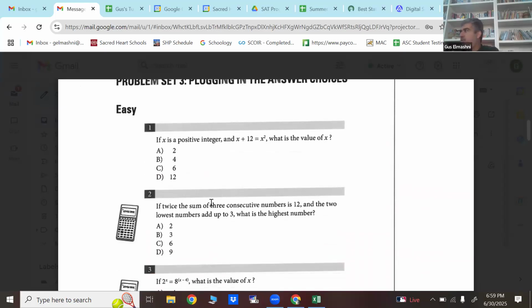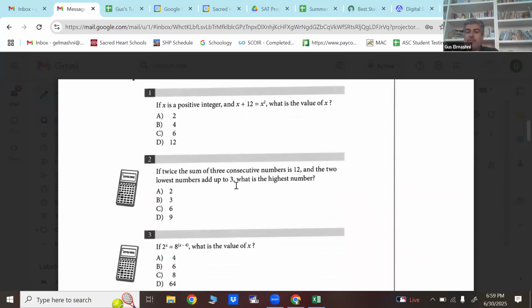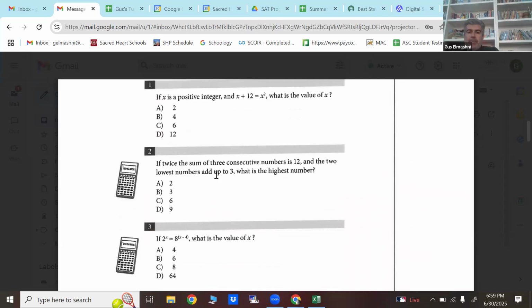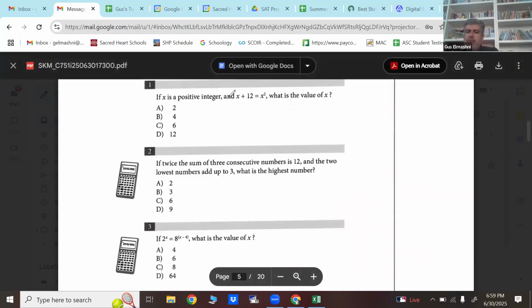Let's go into plugging in answer choices. So plugging in answer choices means working backwards. Hopefully this might seem intuitive. Like if x is a positive integer and you have this, what is the value of x? Remember, this is a multiple choice test. I mean, yes, there's some free response, but this is multiple choice. So we anticipate that we can just plug in the numbers and see what makes sense.